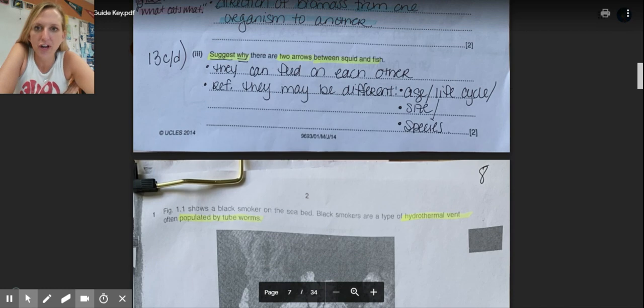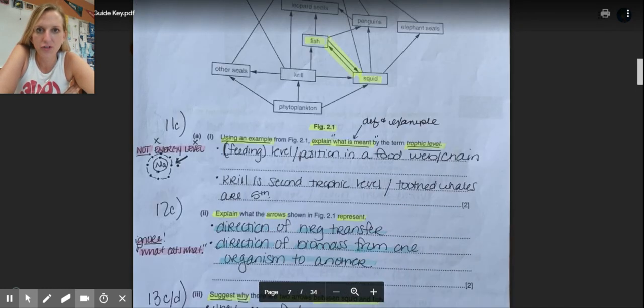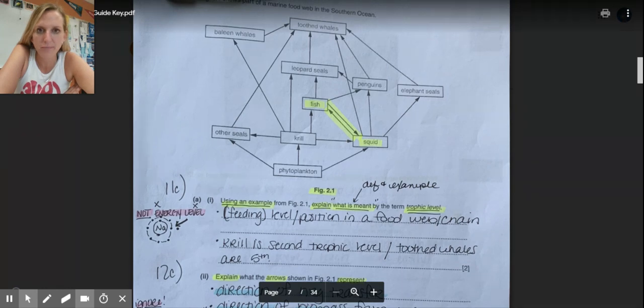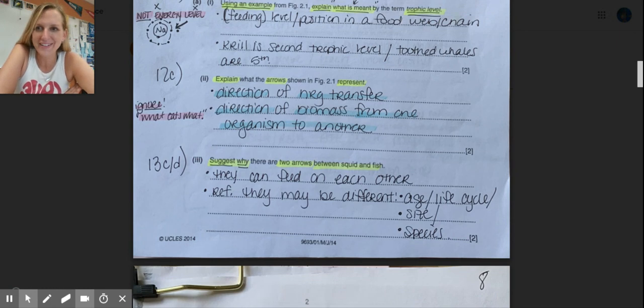Suggest why there's 2 arrows between the squid and the fish. Okay, so this is going on the food web. So those arrows, there's not one type of fish species. There's not one type of squid species. There's multiple different species. And they're also in different ages. You don't know what age they are. You could have a colossal squid feeding on smaller fish. Or you could have a fish feeding on like pygmy squid. It depends on their species, and it depends on what age they are.